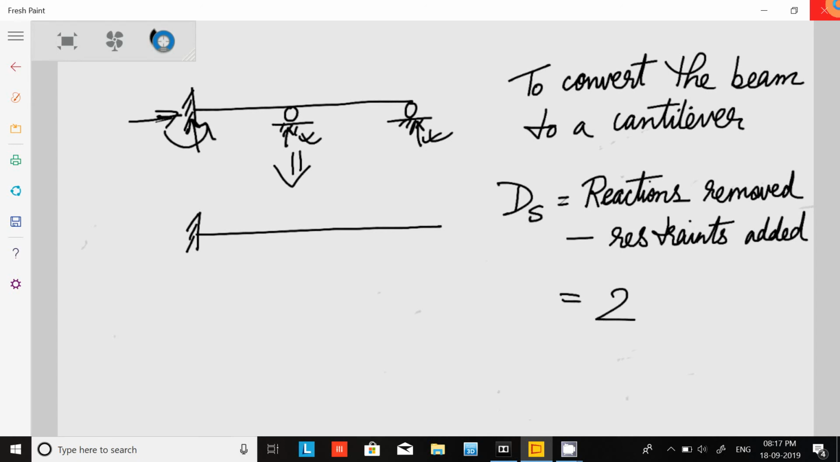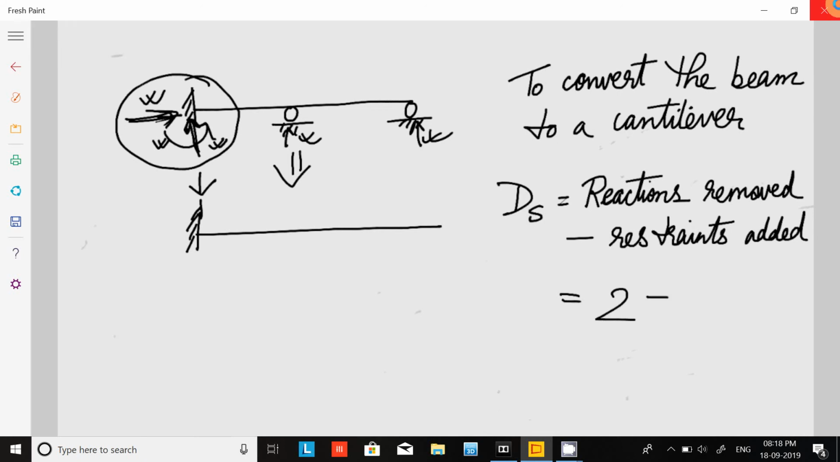Then restraints added. Restraints is related to the support. This is a fixed support, this is also a fixed support. Do we have to add any more restraint? This is already having three restraints. These three reactions of the fixed support are called restraints. We don't have to add anything else because this is already fixed. So we have to add zero restraints. So ultimately this is 2.